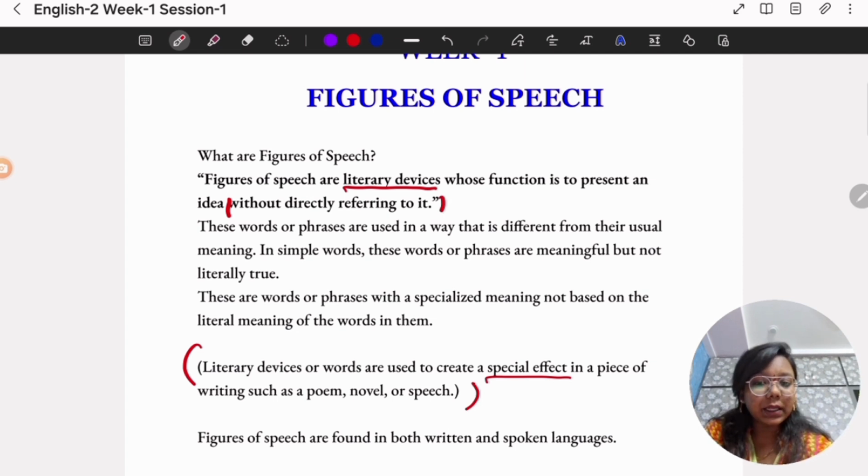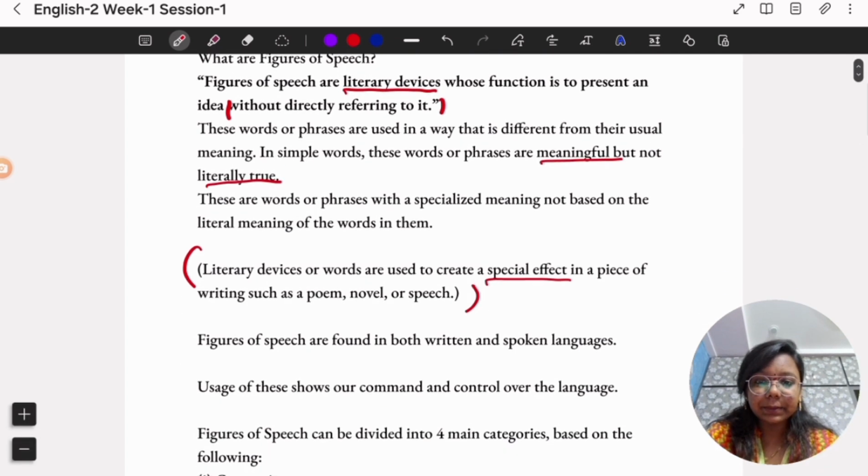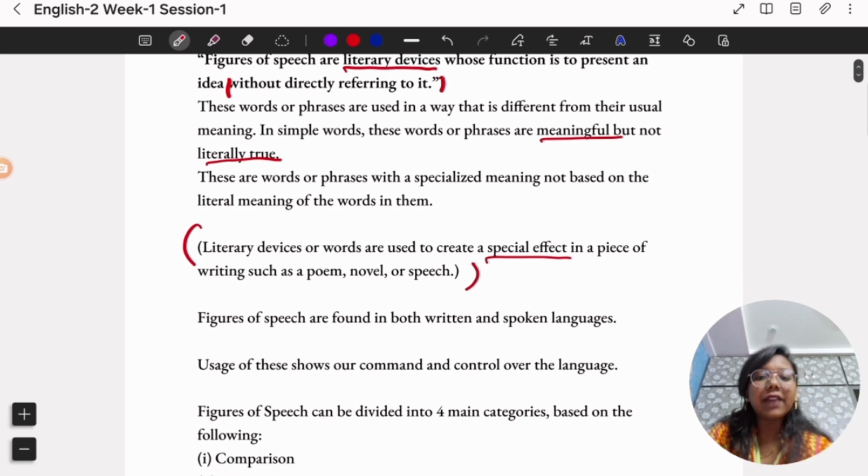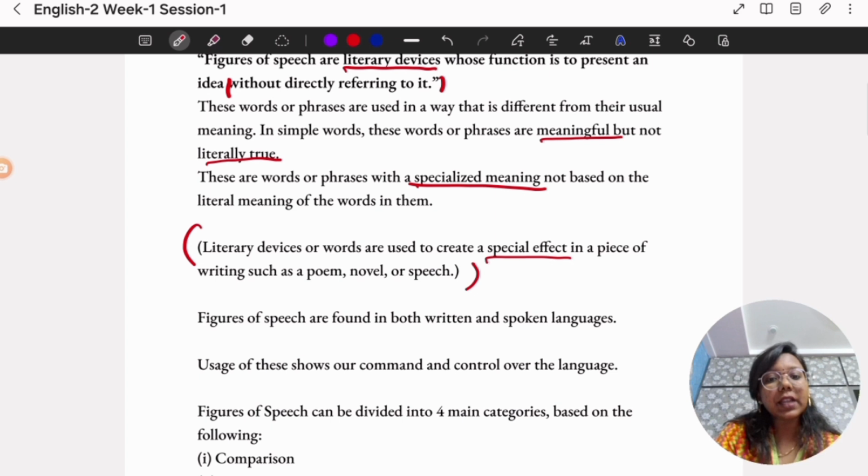So, in simple words, these words or phrases are meaningful but not literally true. You'll get to know the exact meaning of this when you see the examples. So, yeah, they have a specialized meaning. You should not take them in the literal sense. They have a meaning, but not in the literal sense. They have a specialized meaning in that context. You'll get to know that in a few minutes.